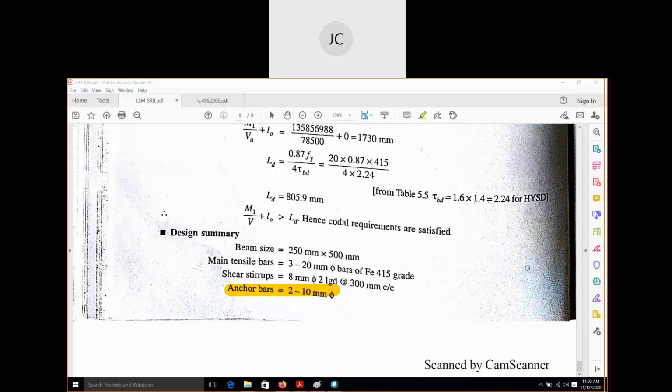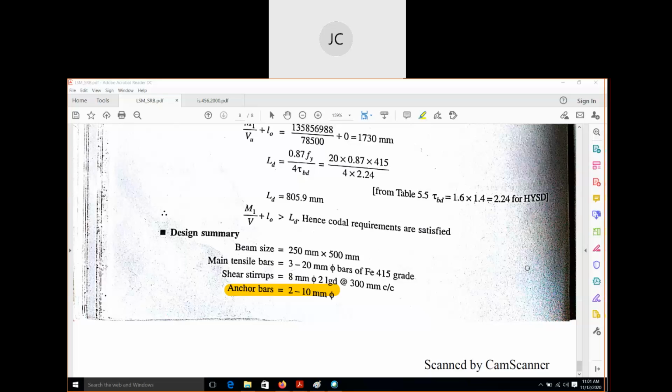Okay, that means it will take some amount of compressive stress, and it is provided mainly for additional support. Yes, it is provided for support. Good. Additional support for stirrups.